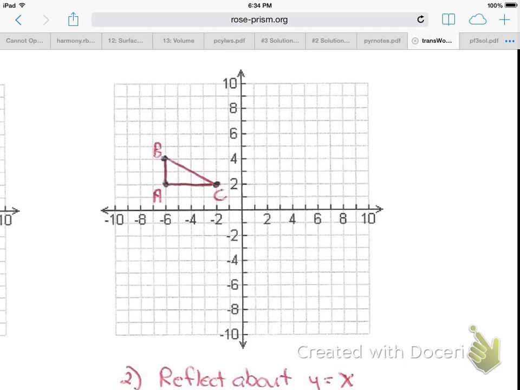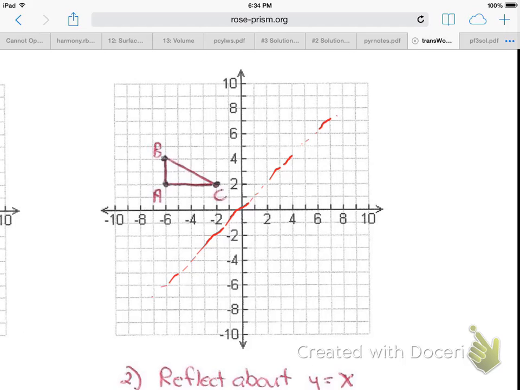Okay, on this guy we're going to reflect about the line y equals x. Okay, well, y equals x, you don't really have to draw. It's a 45-degree line. It goes through points like 1, 1, 2, 2, 3, 3, 4, 4, etc. Okay, that's an ugly y equals x there.